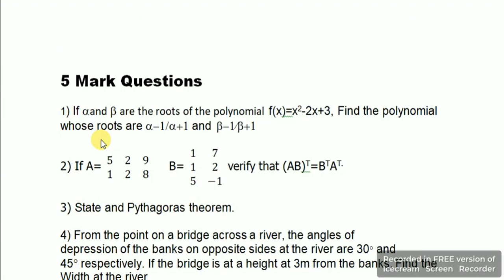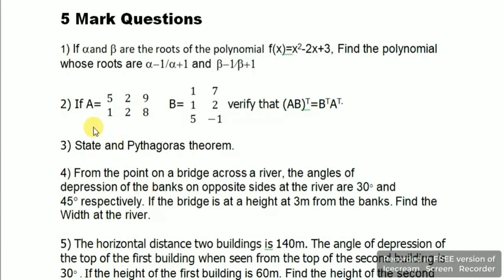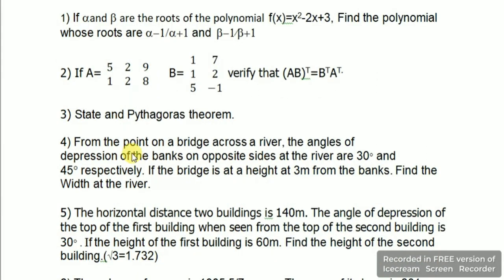Next 5 marks. First question, if alpha and beta are the roots of the polynomial f of x equal to x square minus 2x plus 3, find the polynomial whose roots are alpha minus 1 divided by alpha plus 1 and beta minus 1 divided by beta plus 1. Second question, if A equal to matrix of 5 2 9 1 2 8, B equal to matrix of 1 7 1 2 5 minus 1, verify that AB transpose the whole transpose equal to B transpose A transpose. Third question, state and prove Pythagoras theorem.